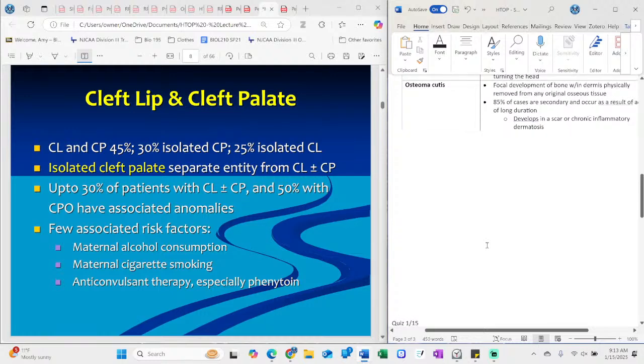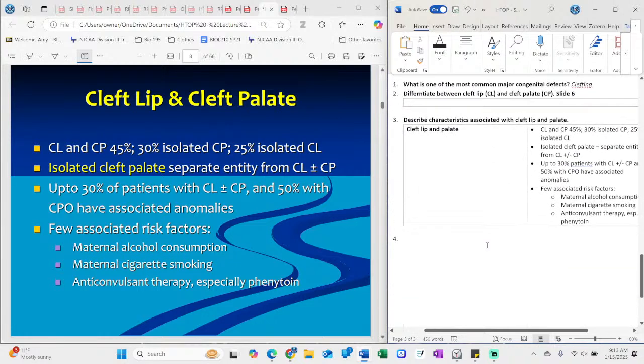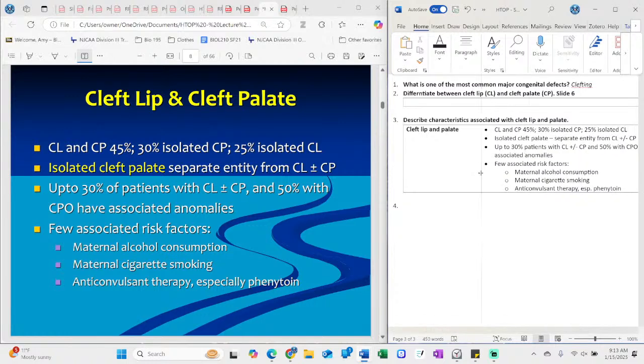But there's another factor, say if a pregnant mom is taking folic acid, supplemental folic acid, and many moms may be on folic acid, that can reduce the frequency or the prevalence of clefting in the child.